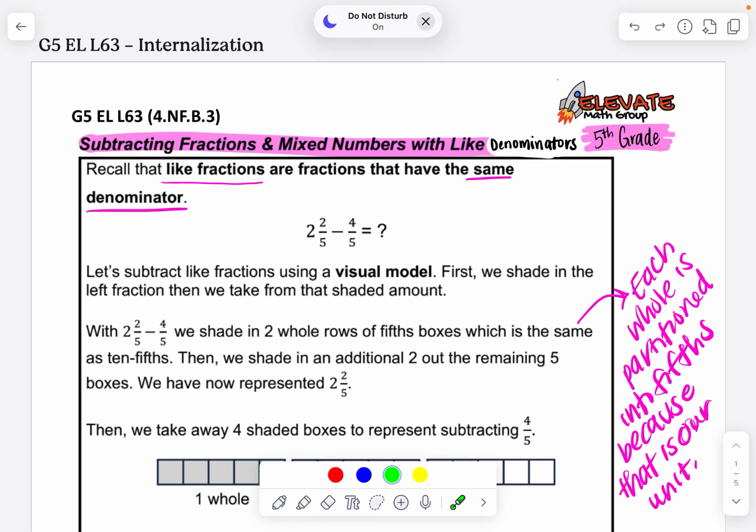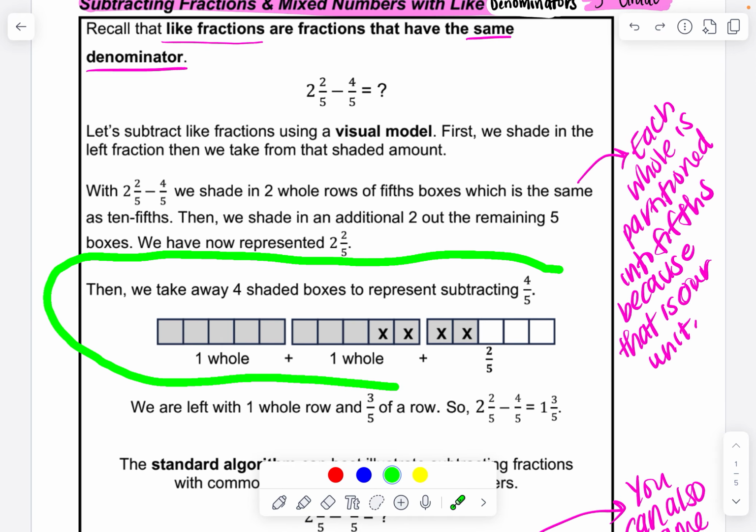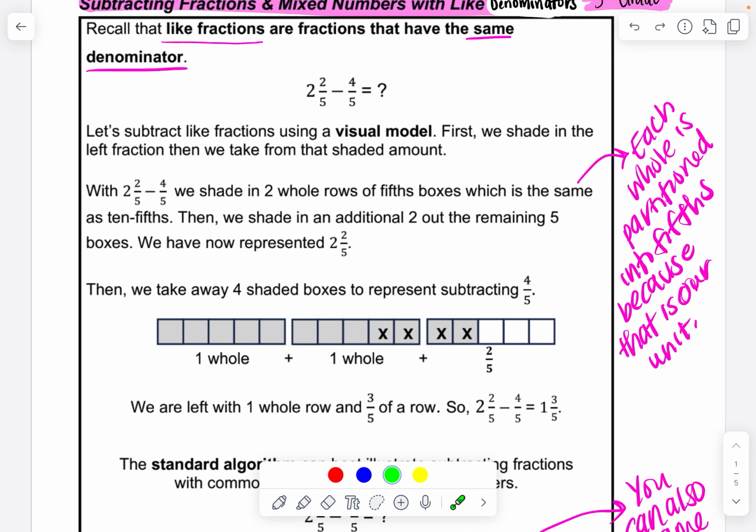Today we will be working on subtracting fractions and mixed numbers with like denominators. We are going to first start out with a model on how to do so before releasing students to work with the standard algorithm. So in this example, we have 2 and 2 fifths minus 4 fifths.